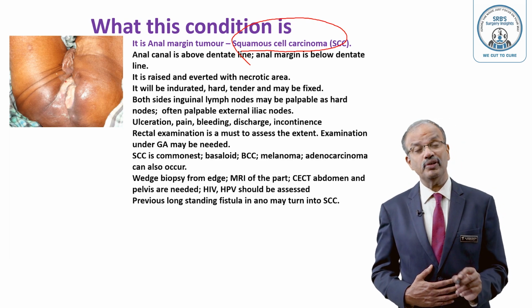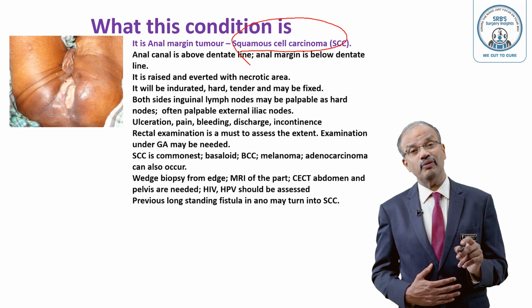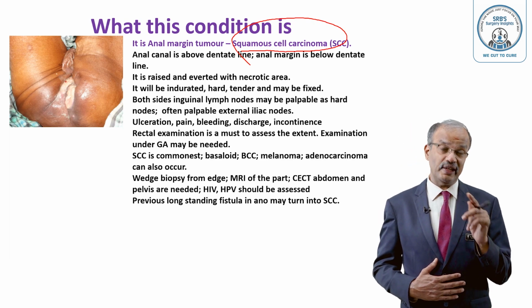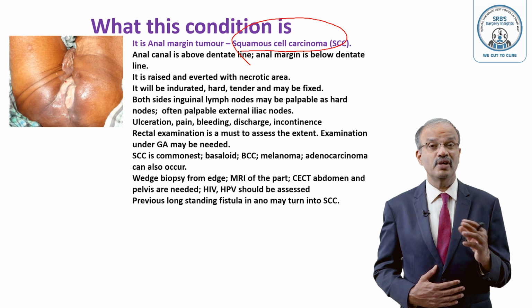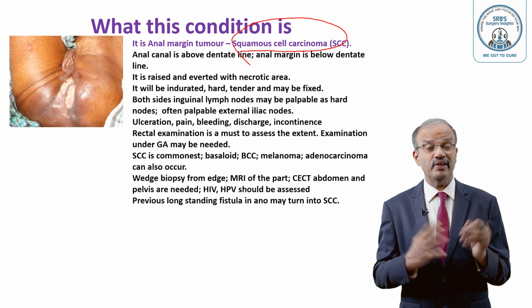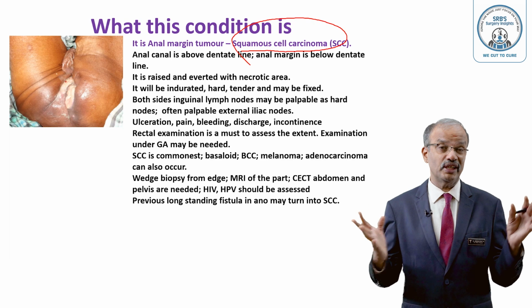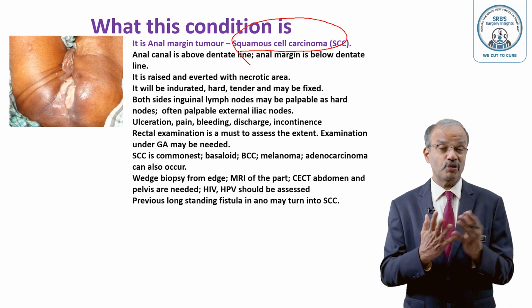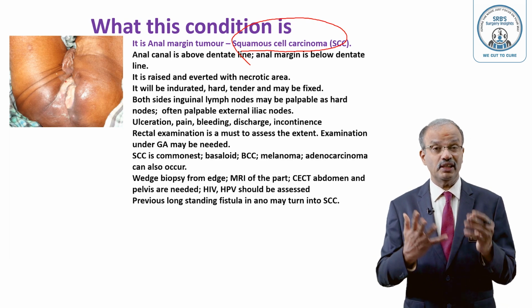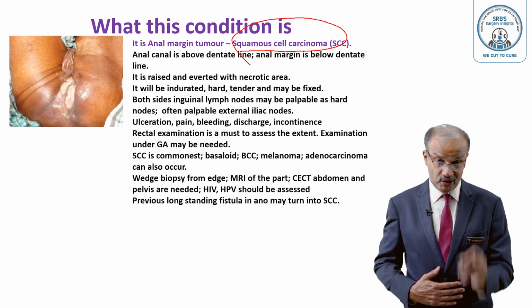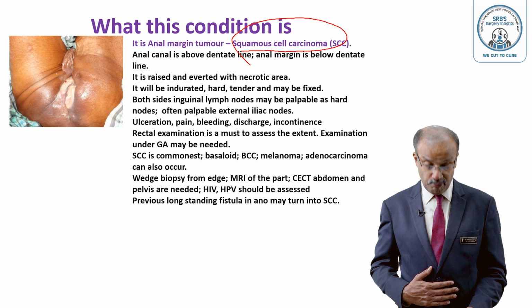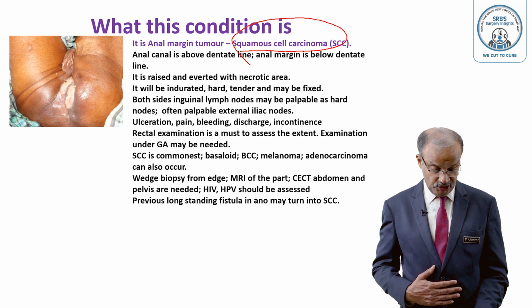Rectal examination is often a difficult test, which is a must. In such a situation, when pain and tenderness are there, do examination under general anesthesia, usually for a short time. Examination under anesthesia is very, very important because it will give more clue of extent, induration, proximal extent, how far it is extending beyond. So a provisional staging is possible, not exactly final staging, but at least clinically you can have an idea about the local staging. SCC is the commonest one; basaloid, BCC, melanoma, adenocarcinoma can occur.